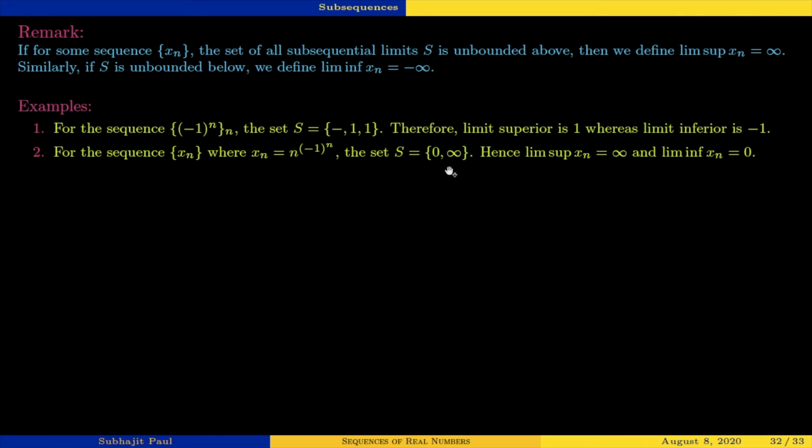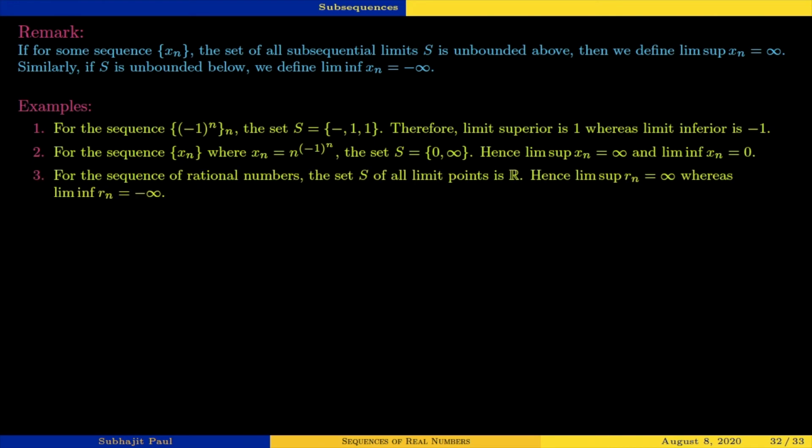The odd subsequence was converging to 0 and the even subsequence was diverging to plus infinity. So the set is {0, infinity}. Okay, this is 0 and infinity. It's not 0 to infinity, mind it. This is 0 and infinity. Hence, lim sup is infinity and lim inf is 0.